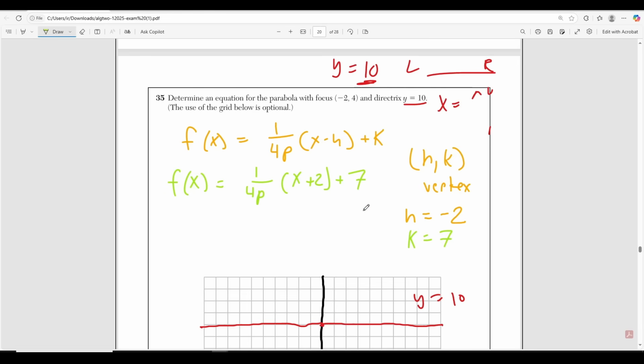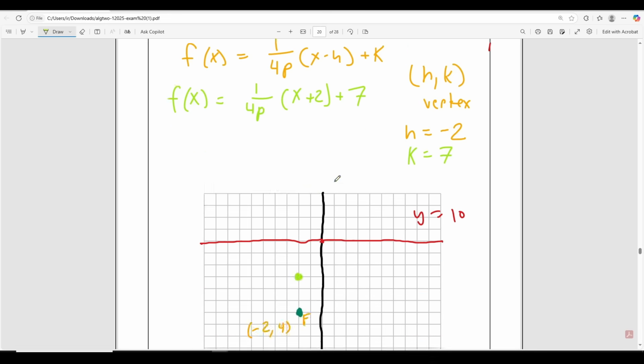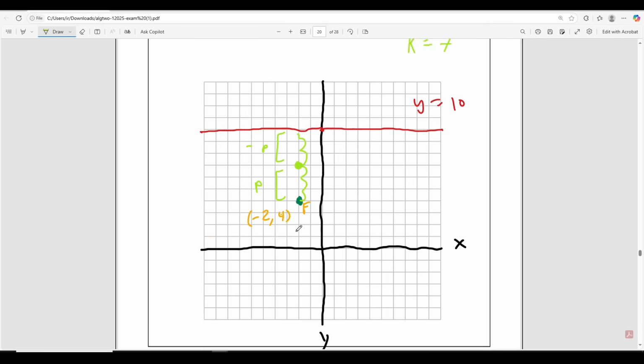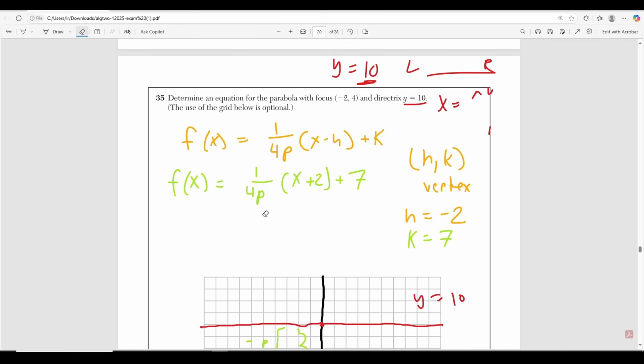Okay, now what about this p here? Well, this isn't my answer. I can't leave a variable here. This p is going to be the distance between the focus and the vertex, or the vertex and the directrix, right? So this is my p-value, this is my p-value. It's the same thing, right? So my p here is going to equal 3, because that's the distance between these two elements, okay? So 4 times 3 is 12, and right here, 12.